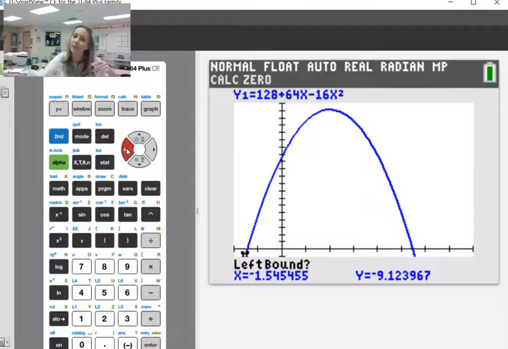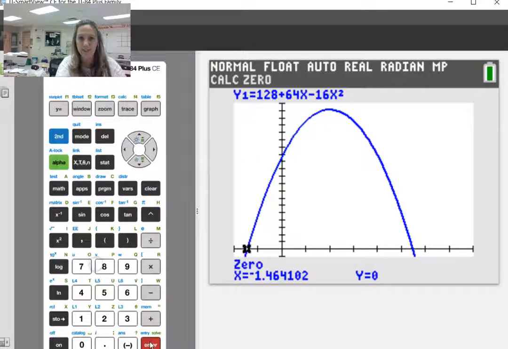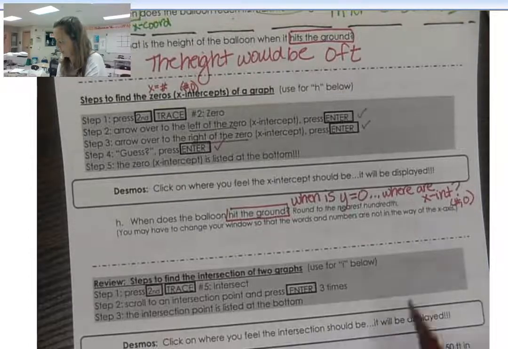So notice that when it's increasing, the left is below the axis. So that's to the left. I'm going to press enter. Now I need to arrow over to the right. And now notice that the right is above the axis. I press enter. It's asking me to guess on the bottom, so I'll move close and press enter. And notice that one of the x-intercepts that it gives me is negative 1.464102. Now, if I look back at the question, this asked me to round to the nearest hundredth.